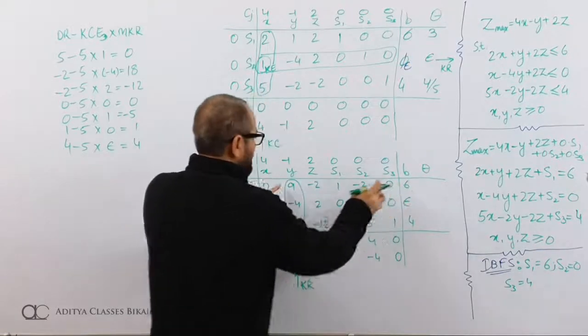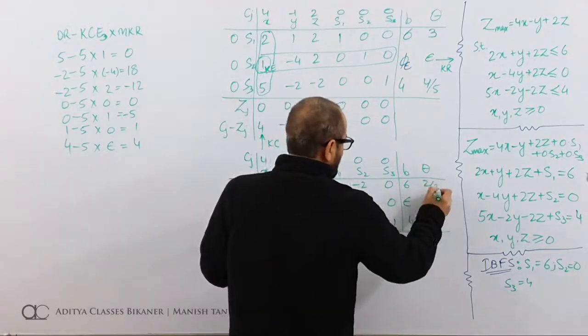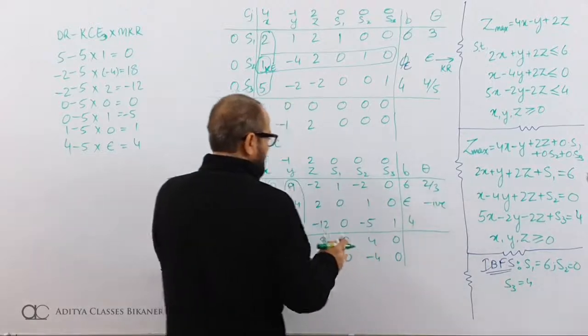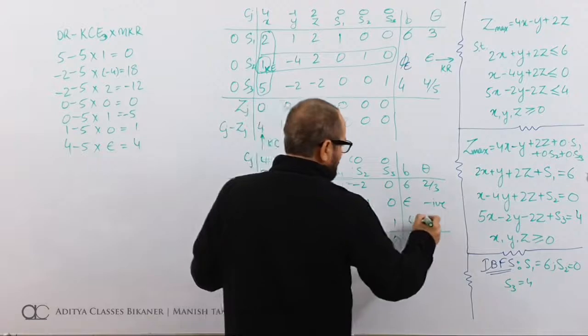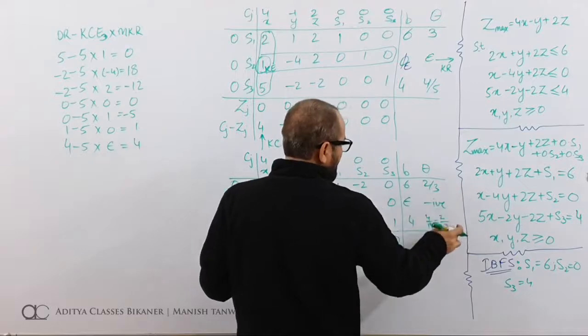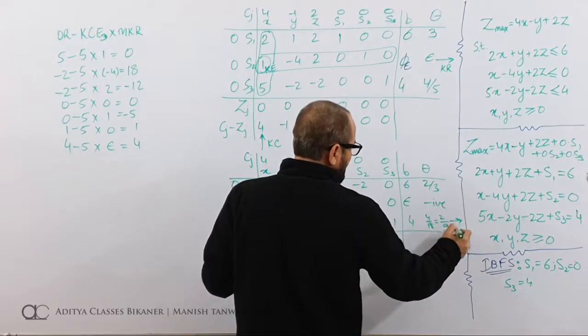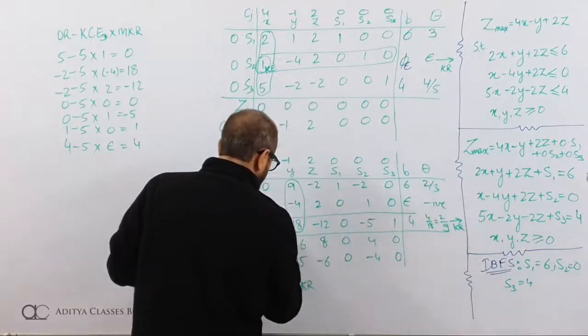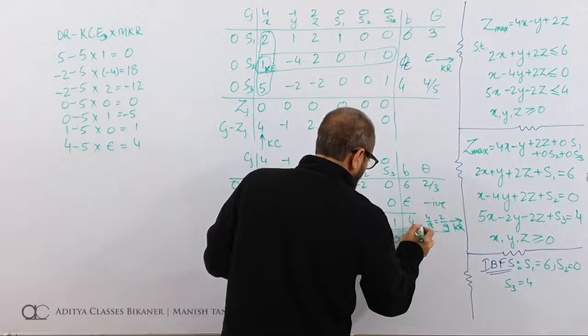And let us find out theta. 6 divided by 9 would be a 2 by 3. Epsilon divided by minus 4 would be a negative value, hence it will be rejected. 4 divided by 18, or I can say 2 divided by 9. So 2 divided by 3 and 2 divided by 9. Definitely this is the smaller value. So this becomes my key row.